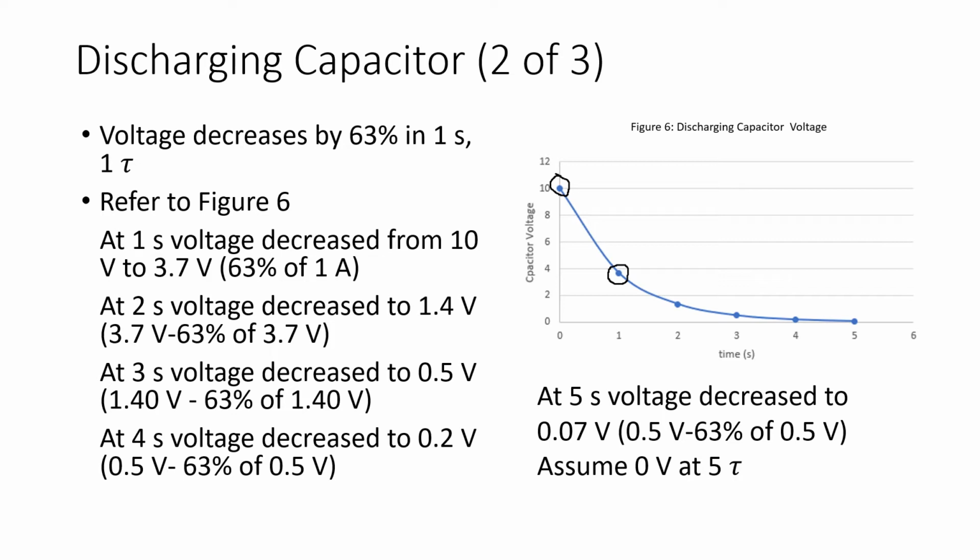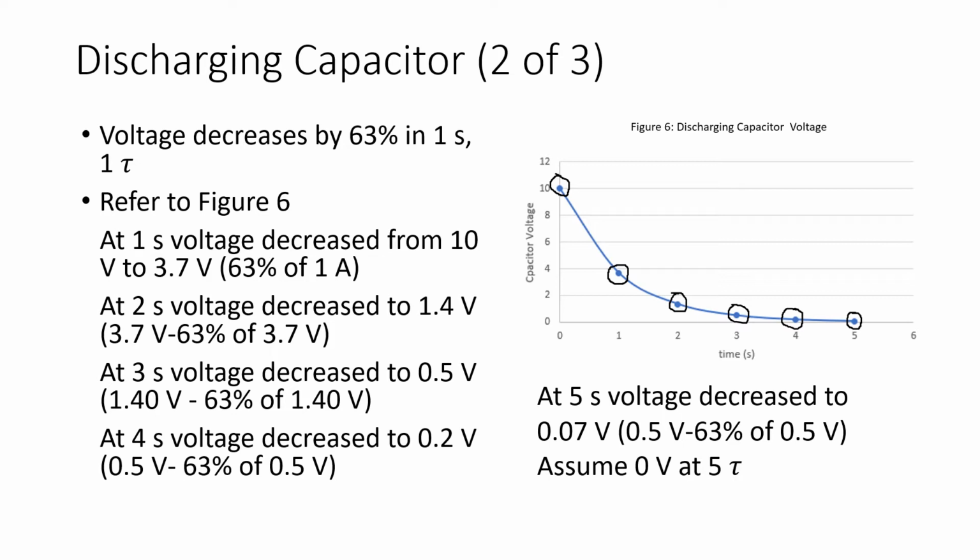10 volts. At 2 seconds, the capacitor voltage will have dropped to 1.4 volts. Again, this would be 3.7 volts minus 63% of 3.7. At 3 seconds, the capacitor voltage will have dropped to 0.5 volts. At 4 seconds, 0.2 volts. And at 5 seconds, 5 time constants, the capacitor voltage will have decreased to 70 millivolts.